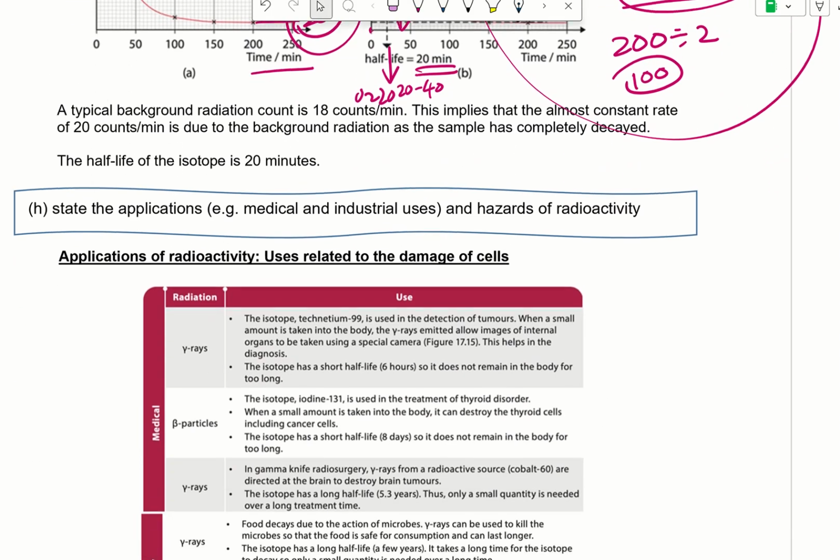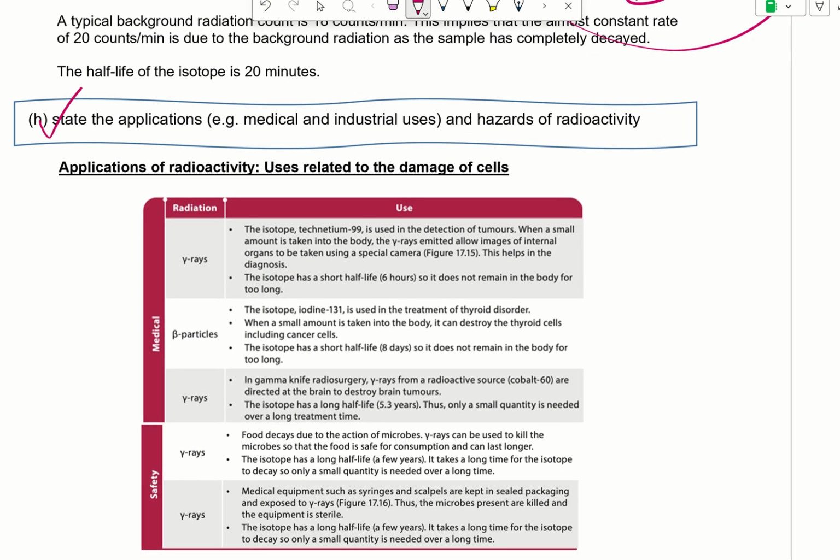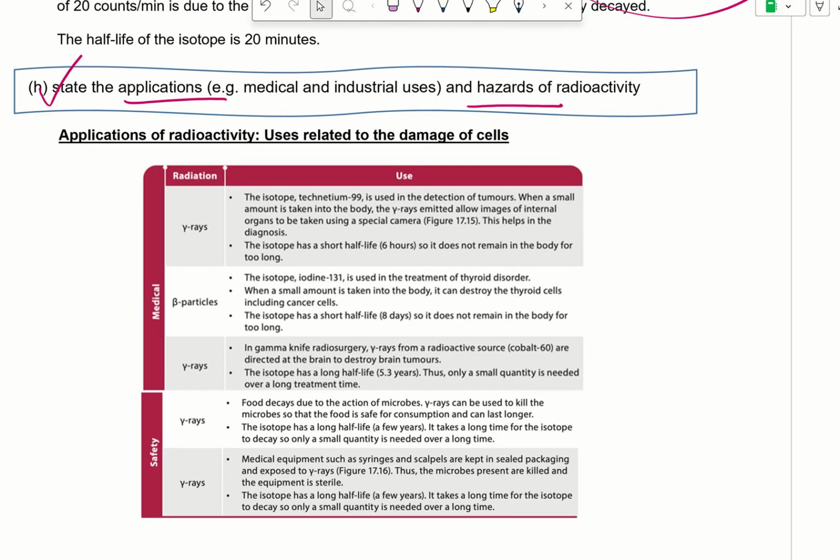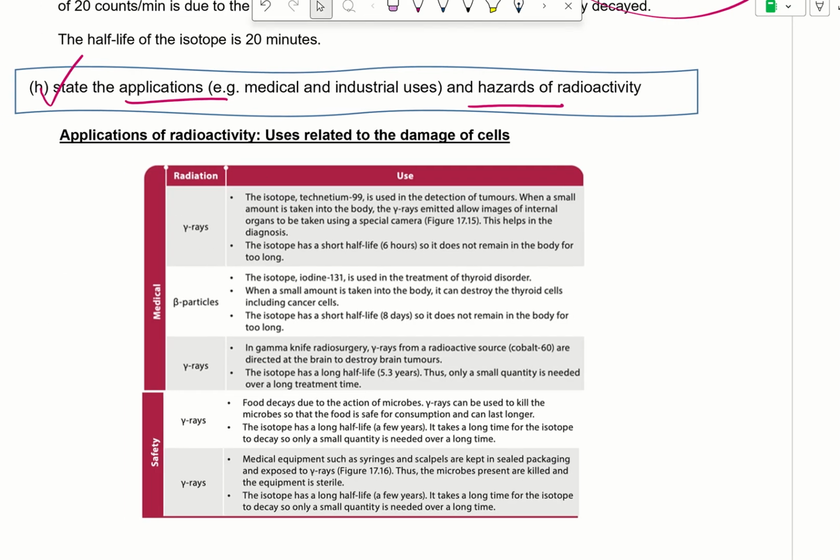Okay, this part I will not really go through in detail. This is the application and the hazards. You have to read it by yourself. How will the questions be asked? They will ask you, why do I use alpha? Why do I use beta? And why do I use gamma?